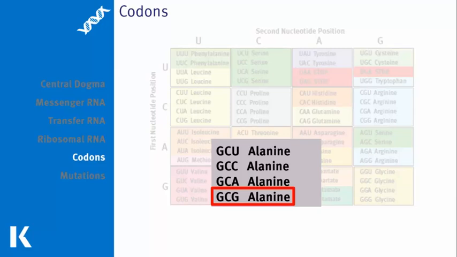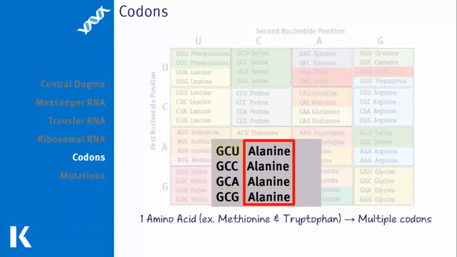Here we see that one codon codes for only one amino acid. Now, which codon codes for alanine? Here we see GCU, GCC, GCA, and GCG. What we just realized is the definition of degeneracy, multiple options for one amino acid.